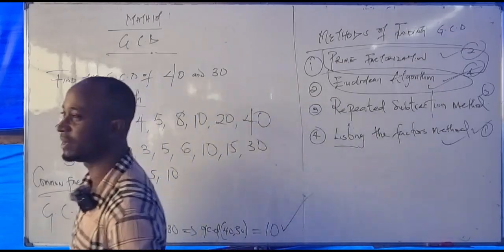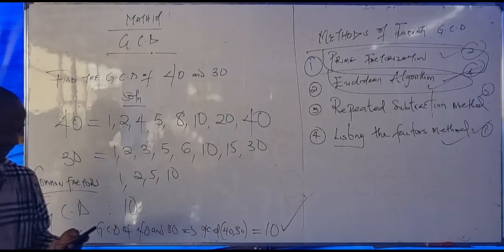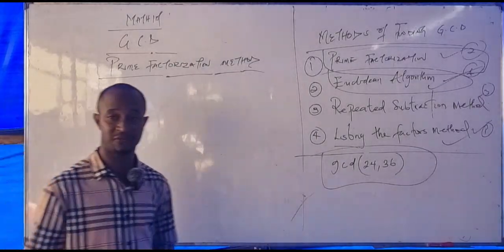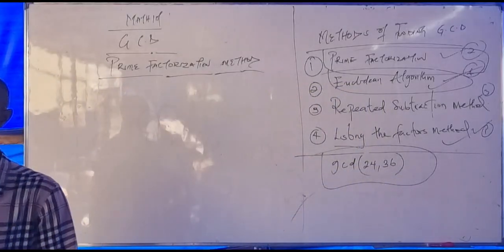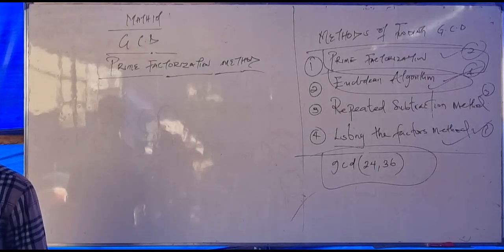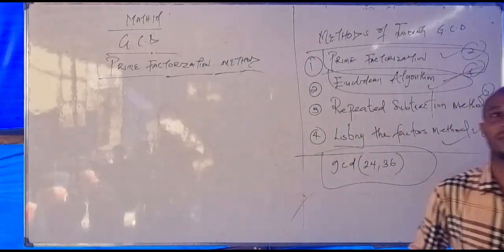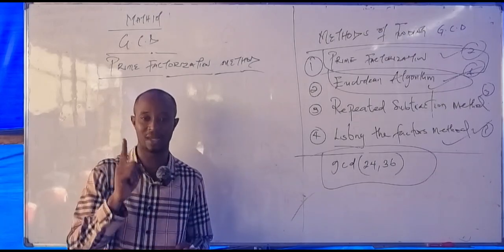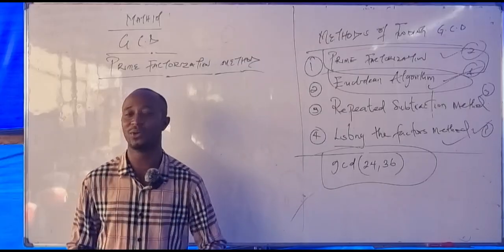Let's go into the prime factorization method. It'll be fast, right? One is the prime factorization method. I want to believe we all know what prime numbers are. What are prime numbers? Numbers greater than 1 that have just two divisors, 1 and itself. Number 1 is not a prime number; 1 can only divide itself.